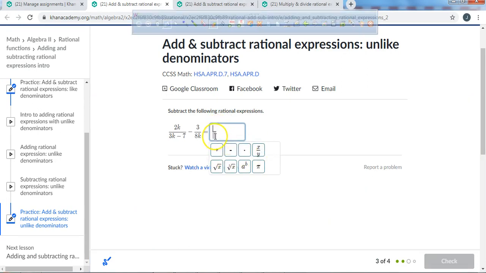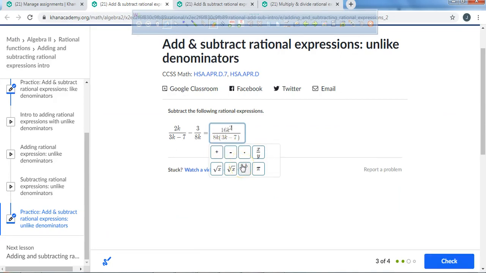All right, I'll start with 8k parentheses 3k minus 7. Go up here to the numerator and we will type in 16k squared. Okay, minus 9k, and then plus 21.